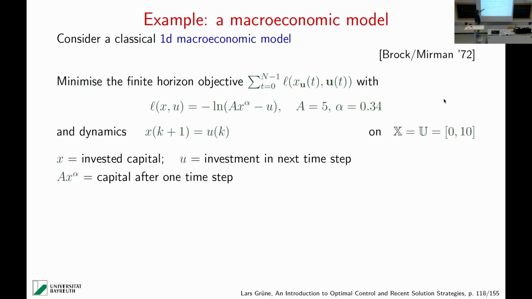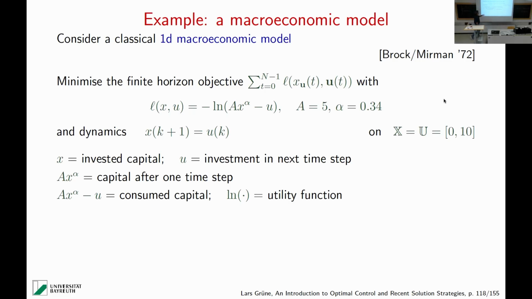A times x to the power of alpha is the capital that you get after one time step, so it's more than you had before. A and alpha are chosen so that this is larger than x itself, so your capital increases because you make some money by investing. And then this a x to the power of alpha minus u is the capital that you have after one time step minus the capital you reinvest. So this is what you can consume. And this logarithm is the typical concave utility function which quantifies the benefit of consumption.